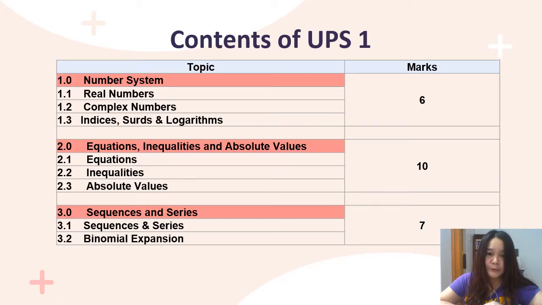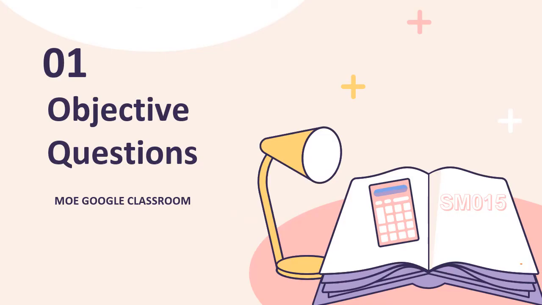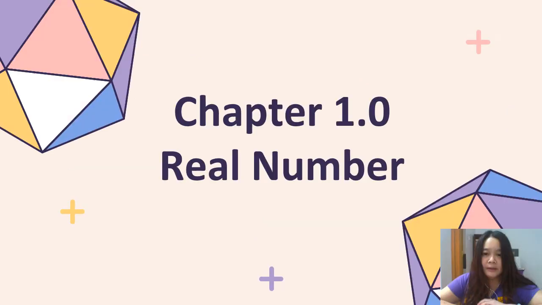Basically for UPS1 we include three main topics: topic 1, number system; topic 2, equations, inequalities and absolute value; and topic 3, sequence and series. All these questions will come out in the objective form. Totally there will be 23 objective questions in UPS1. So let's go through the chapter 1 real numbers questions first.